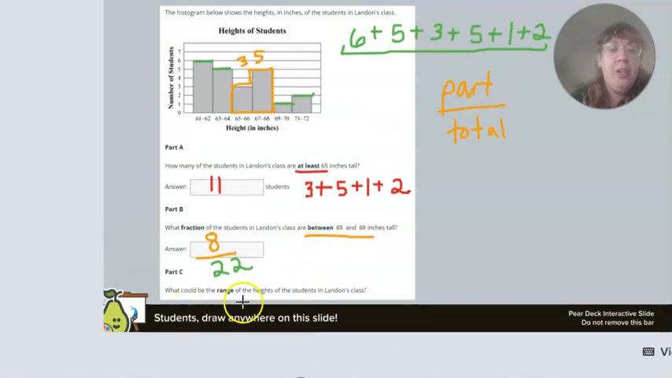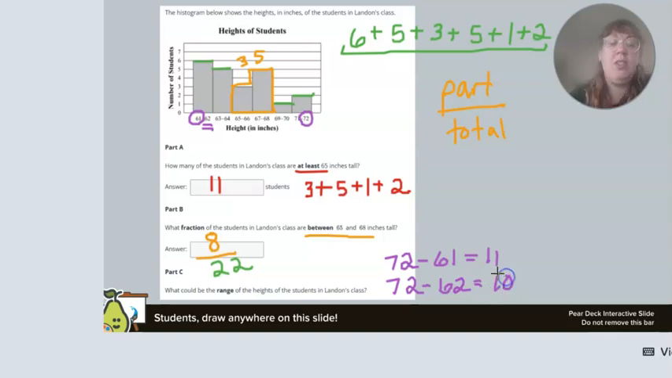And the last question says, what could the range be? We don't know exactly what the minimum or maximum is. It could be that the maximum is 72 and the minimum is 61. 72 minus 61 gets us a value of 11. So that's one option. It could be 11. It could also be 72 minus 62, which would get us a range of 10. So those are the two options if our maximum is 72.